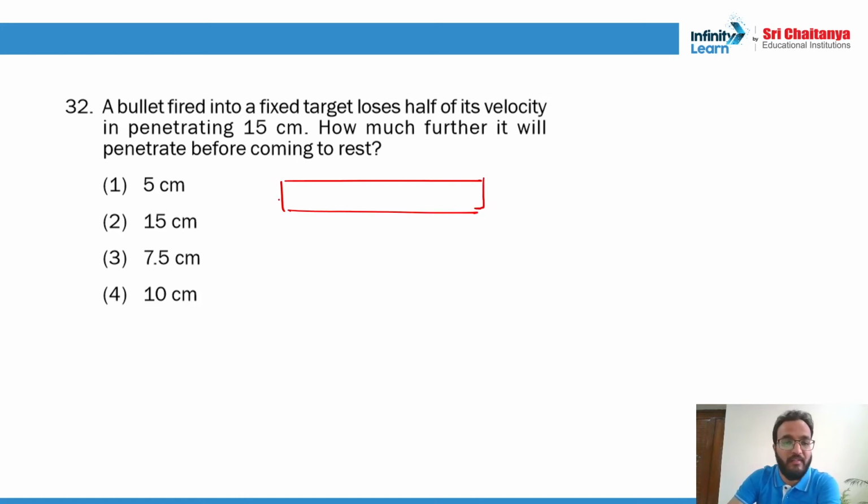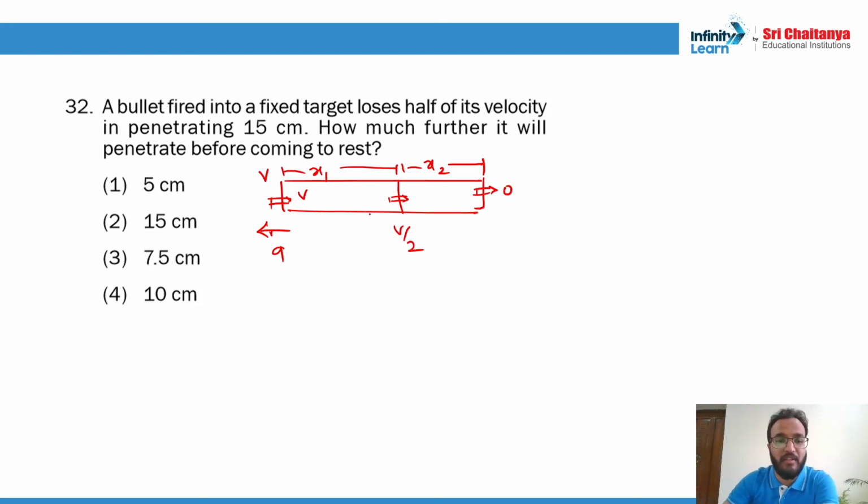Let's say the bullet, when it enters here, faces a constant retardation A. With velocity v, it enters and it travels x1 distance and then it travels x2 distance before it completely stops. Here its velocity becomes v by 2. So first we will apply it to this journey. So we will say v by 2 whole square is equal to v square minus, because it is in the opposite direction.